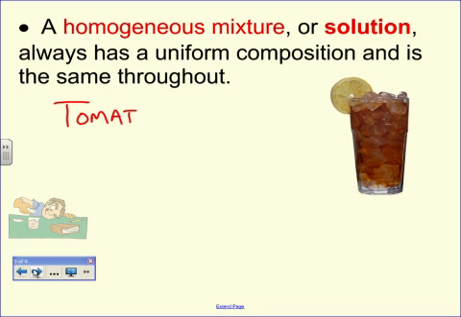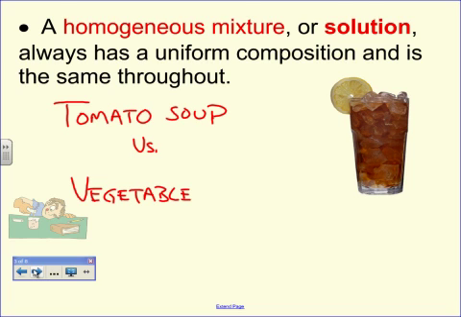A good analogy that I like to make a lot of times to tell the difference between a homogeneous mixture and a heterogeneous mixture is to use two kinds of soup. If you've got tomato soup and you've got vegetable soup, just picture those in your mind. Tomato soup is the same all the way throughout. It's all one evenly blended, reddish orange mass of soup. That is a homogeneous mixture. Your first bite is probably pretty much the same as your last bite.